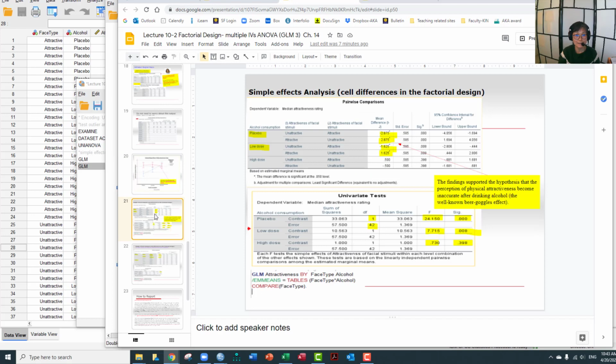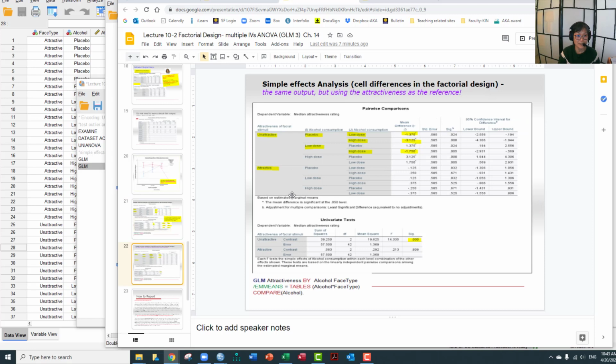Then, like I said, this is the first one we ran, simple effect, using placebo and the alcohol consumption level as a reference. And in the other one, we used attractiveness as a reference and flipped the results so that we can interpret it either way.